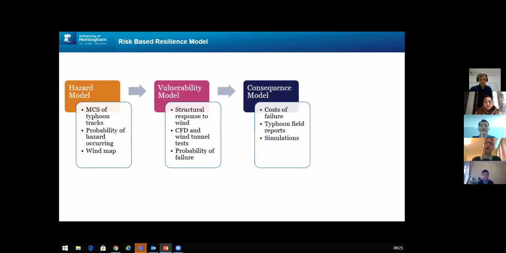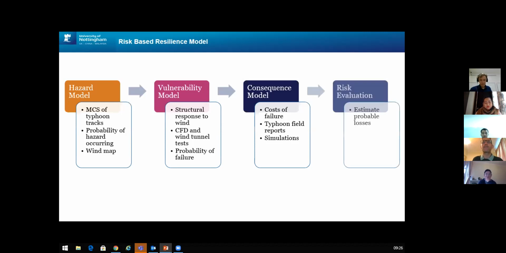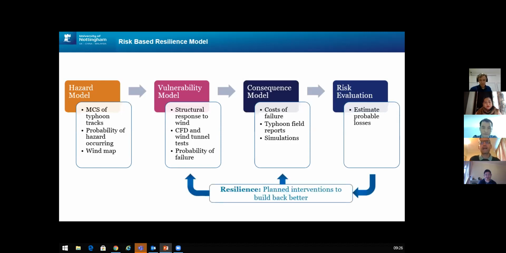We need to bear in mind the consequence, so what is the result of a system failure? So what are the costs of failure? We can base that on typhoon field reports and also on simulations of network failure. And from that, we evaluate the risk, the estimate of the probable losses in a future typhoon. And that feeds into resilience in terms of planning interventions that allow us to build back better, so we can reduce the vulnerability, reduce the consequences, and hence reduce the risk of future events.